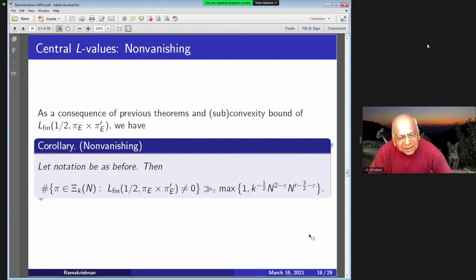So it says that if you're interested in the number of pi in this space, or in the orthogonal basis here, such that the L function at 1/2 is non-zero, how many are there? You can actually say that it's greater than or equal to a constant times a maximum of this number that you have here. So that means that it at least exists. So you get a non-vanishing result. But we had to struggle to just get non-vanishing.